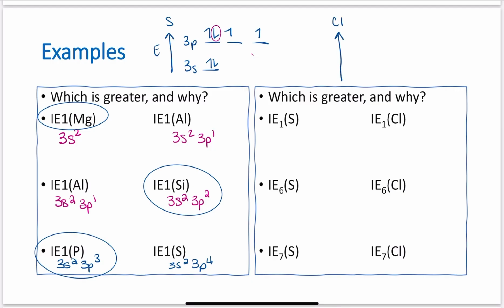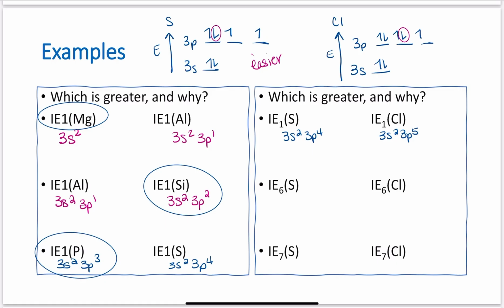Again, this is an energy scale over here. I always forget to write the energy part here. Sulfur is 3s2, 3p4, where chlorine is 3s2, 3p5. So is it easier to remove that one electron from sulfur than one electron from chlorine? It's easier here.